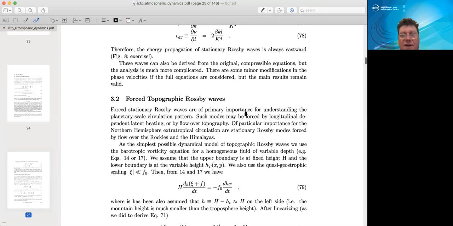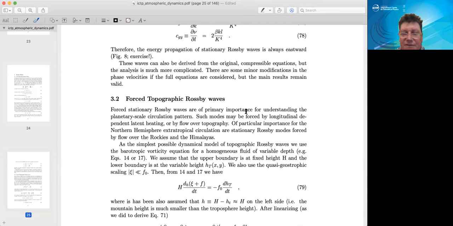And forced Rossby waves, of course, mean, as you have derived in one of the first exercises, that if our air flows over a mountain, then the absolute vorticity cannot remain constant. There's a forcing for the absolute vorticity when our flow is forced to go over a mountain. So we have to modify our set of equations.